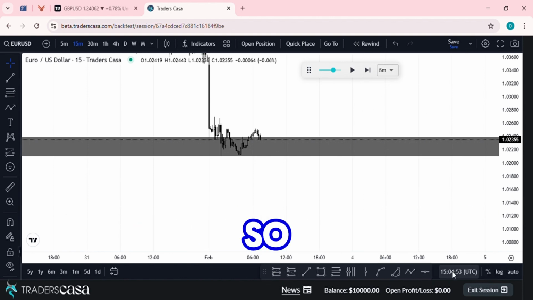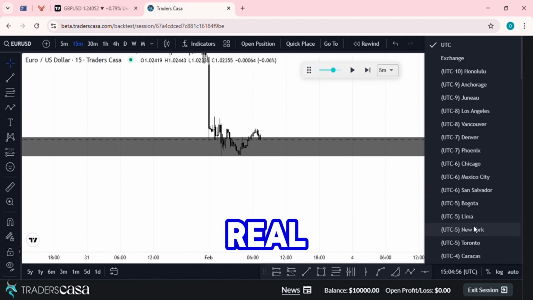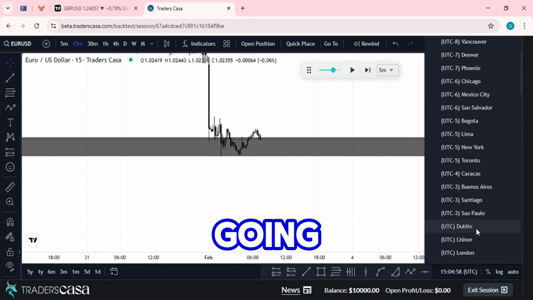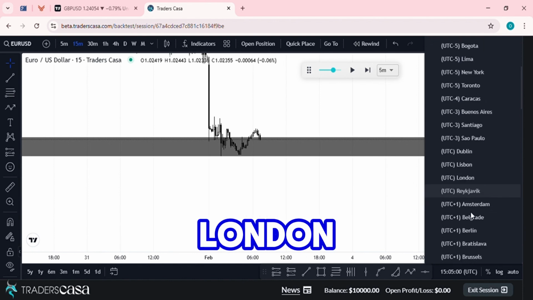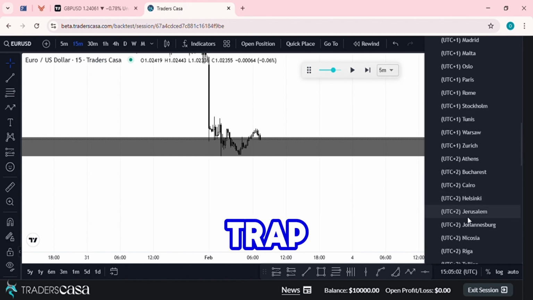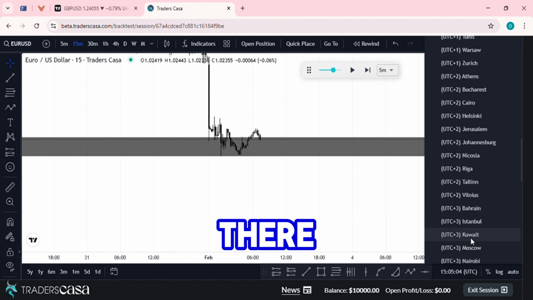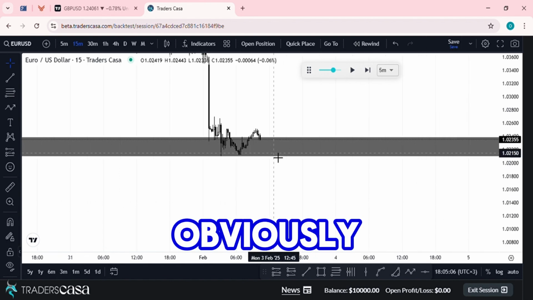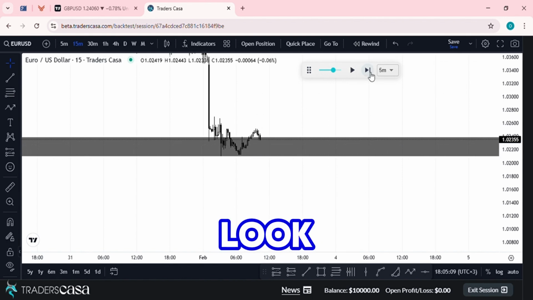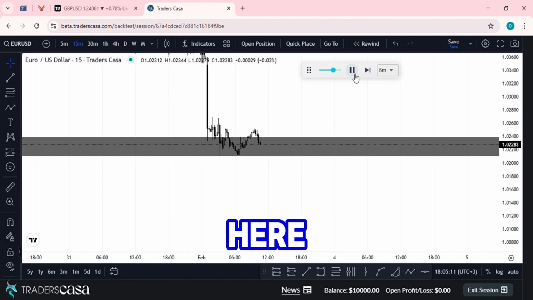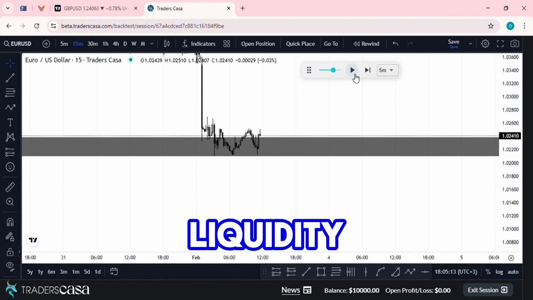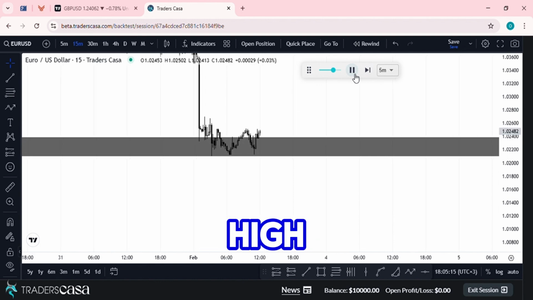So I need to understand, first of all, is this going to be a real supply zone? Or is Frankfurt high going to get induced by London high or London open, which is often a case, therefore a trap? So how do I understand the differences there? I look at the correlating pair, which is going to be obviously GU. So I come onto GU, I look at similar price action. And the only difference here is we had not only Asia high liquidity, we also have previous days high liquidity over here.